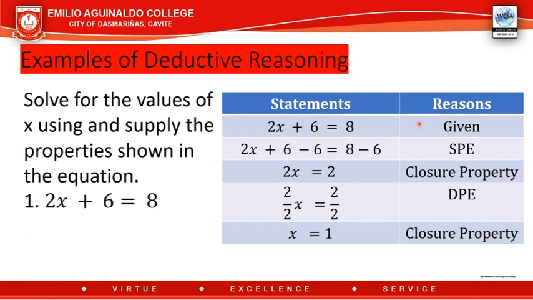We have the given, and we're going to transpose 6 to the other side using subtraction property of equality. What we subtract here will also be subtracted on the other side, since we want to eliminate this part. Then we have here the closure property. After the closure property, we can now get the value of x using division property of equality, and then our final answer will be equal to the closure property also.